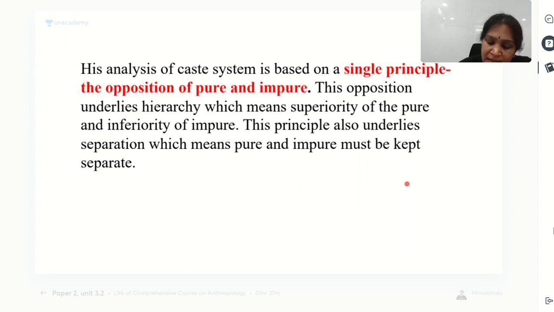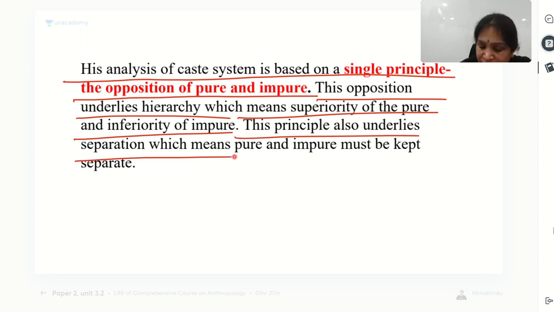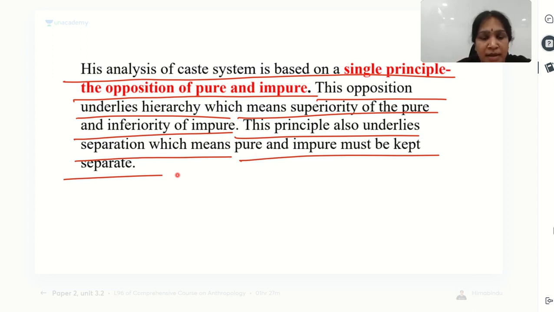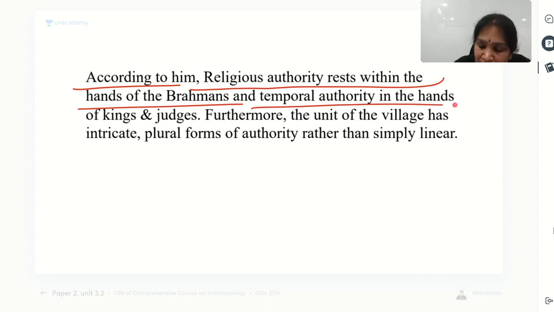Yes. Okay. His analysis of the caste system is based on a single principle of opposition of pure and impure. This opposition underlies the hierarchy, which means the superiority of the pure and inferiority of the impure. This principle also underlies the separation, which means the pure and impure must be kept separate. So one more characteristic Dumont observed in the caste system is the separation between pure and impure. That is, pure people must maintain distance from the impure. Is it clear?